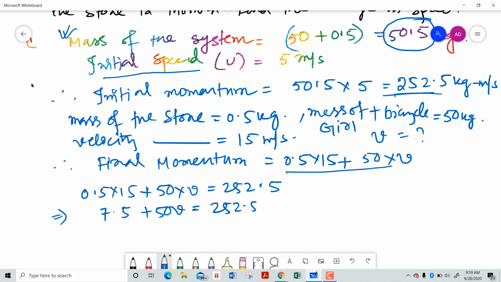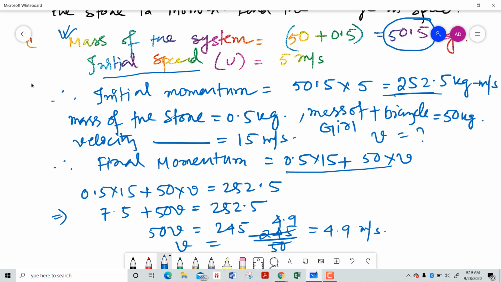So 50v is equal to 252.5. So 50v is equal to 245.25, right? So v equals how much? Let's see, v equals 245 by 50, which is 4.9. So we have got v equals 4.9 meter per second.